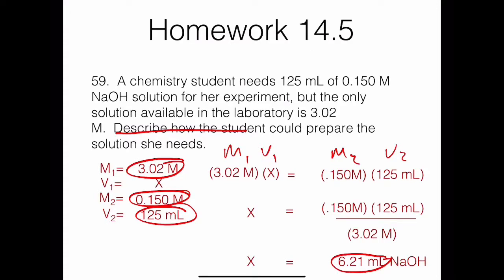So we're starting with 6.21 milliliters of our concentrated solution, which is approximately 3.02 molar. We are then dispensing that 6.21 milliliters of sodium hydroxide into a volumetric flask. And remember, that volumetric flask needs to be the size of the total solution that we need as a result. So we will be dispensing 6.21 milliliters of sodium hydroxide into a 125 milliliter volumetric flask. At this point, you're filling it to the line with water, capping and inverting to mix. And that's how you make your solution.